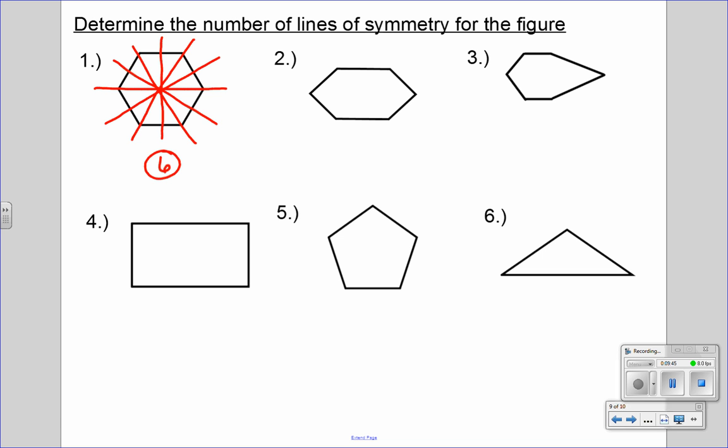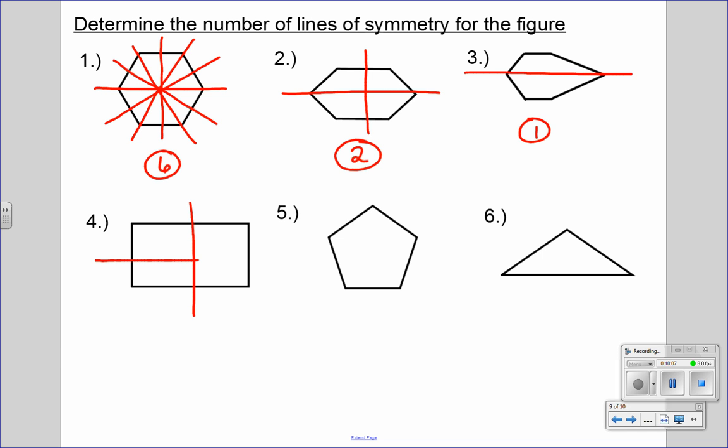For number 2, we can fold it straight up and down in half, and then all the way across. But we can't fold it diagonally because the points won't line up, so we only have 2 lines of symmetry for this one. Next up, we can go all the way across. That's the only one we can do, so that's one line of symmetry. For number 4, we can go up and down and all the way across. We cannot do diagonal because once again, those points will not line up. So we have 2 lines of symmetry for this one.